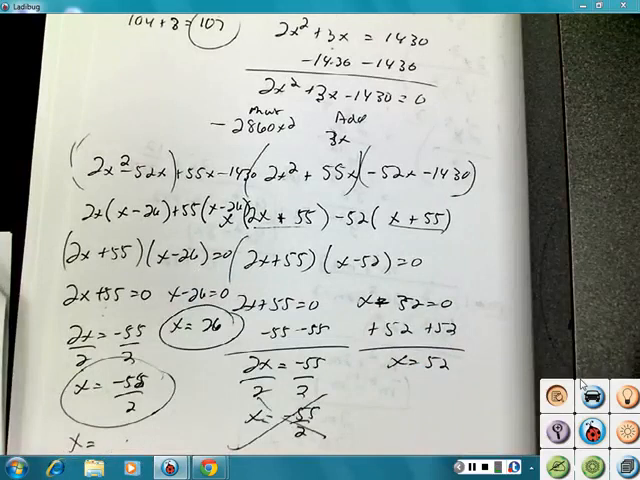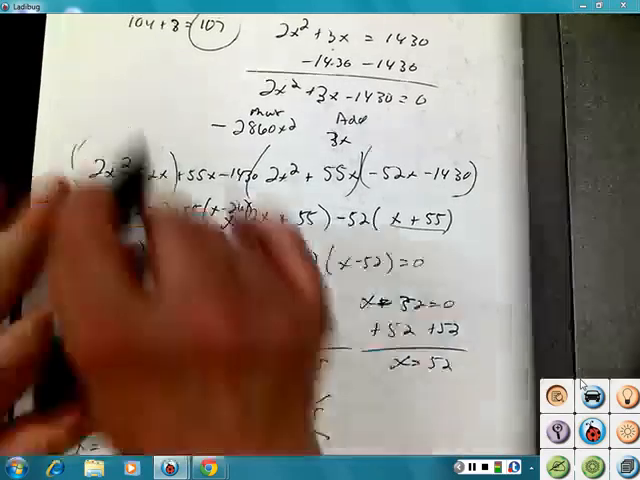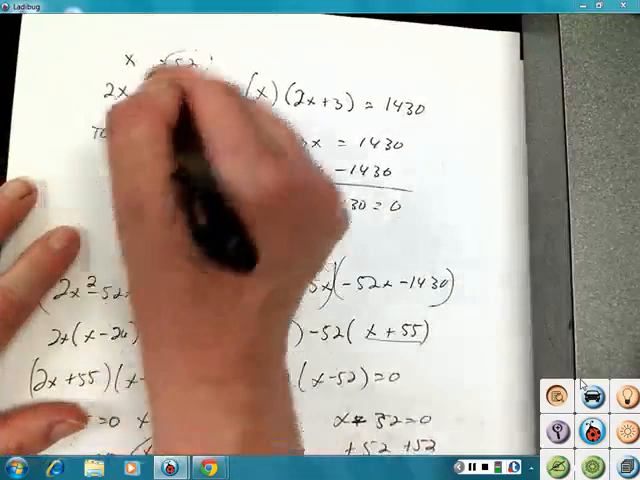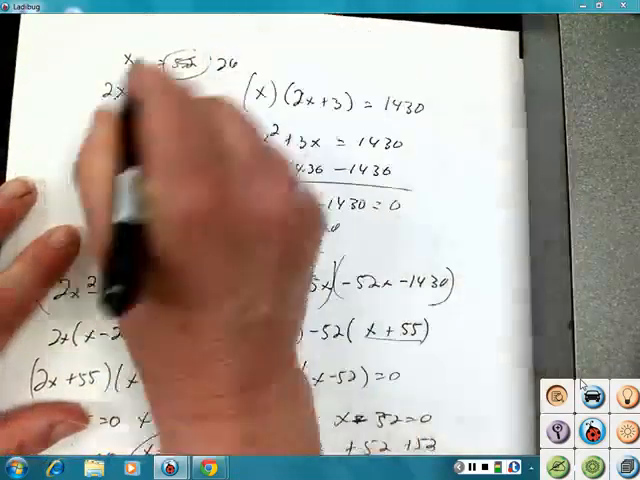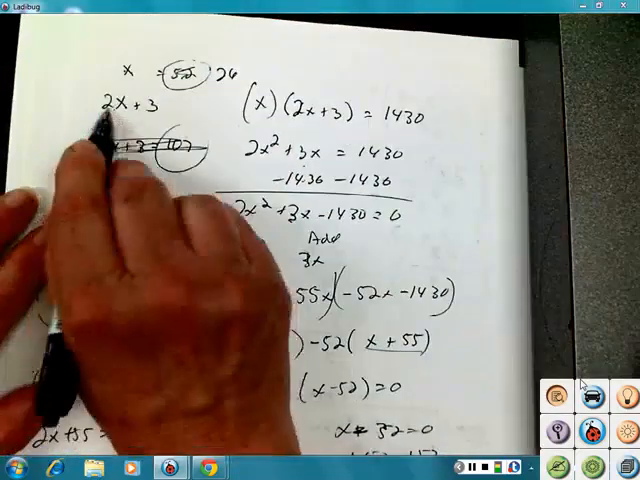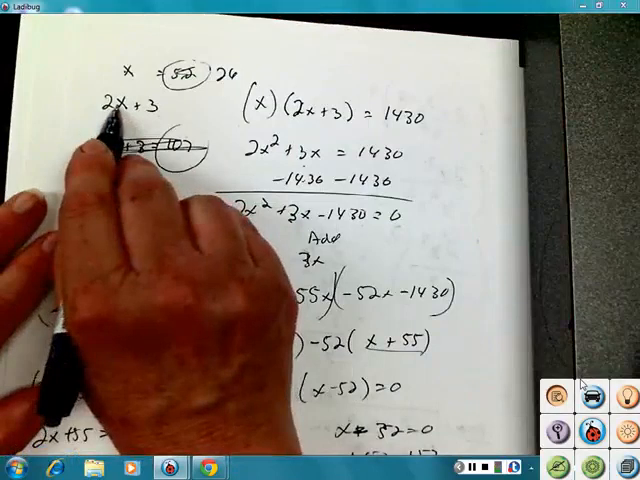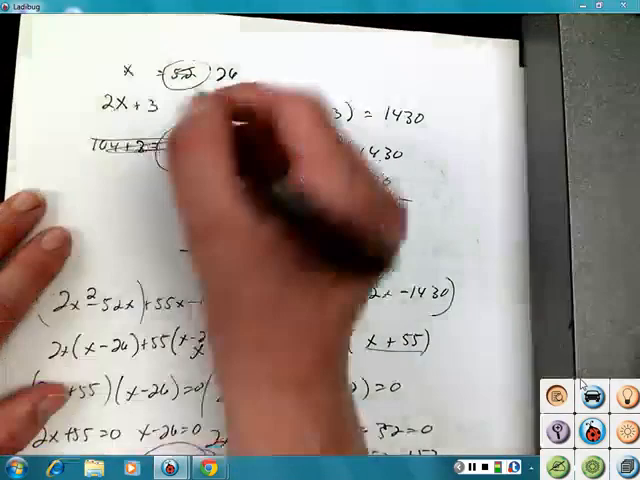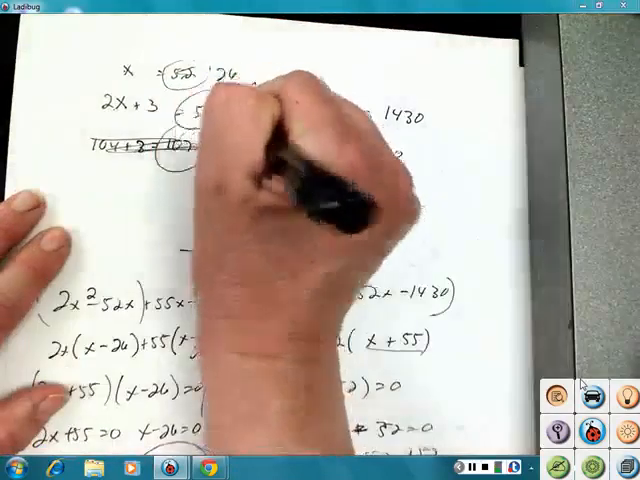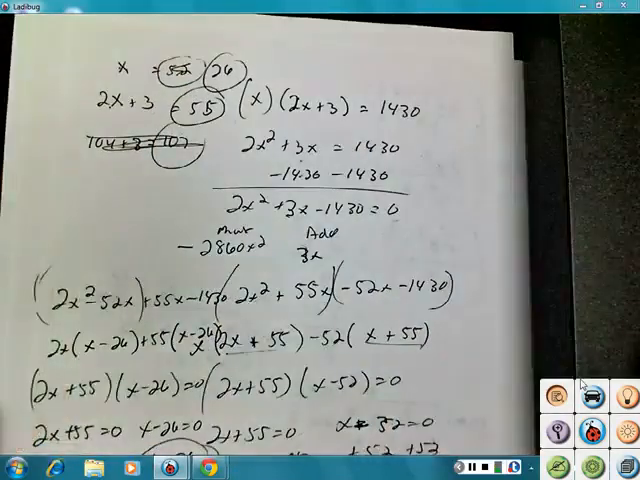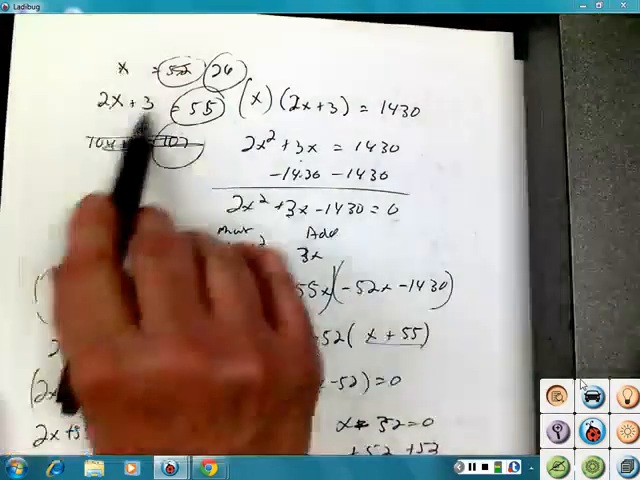Look on the answer key. Okay. It's 26 and 55. Yes. But I have to go back up here because this is 26. The x is 26. Then 2 times 26 is 52. 52 plus 3 is 55. That's where they get the 26 and the 55 from. Because you got to go back up and calculate it out for both answers.